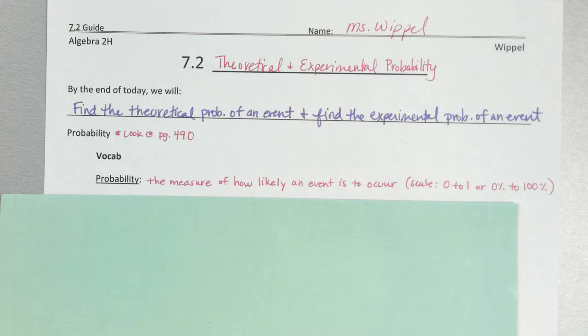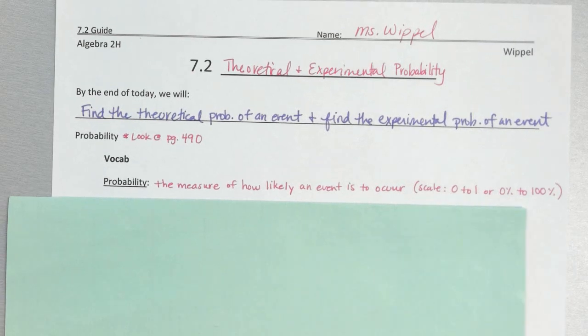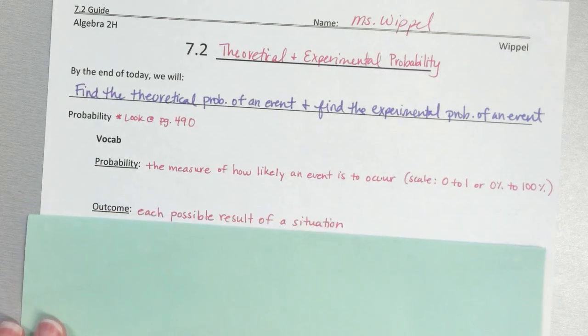We're going to find probability of events and experimental probability of events. And then some key terms. The first one is, what is probability? It's the measure of how likely an event is to occur. Our scale is 0 to 1 or 0% to 100%. So we're going to be writing the probability today as decimals, as percents, and as fractions.